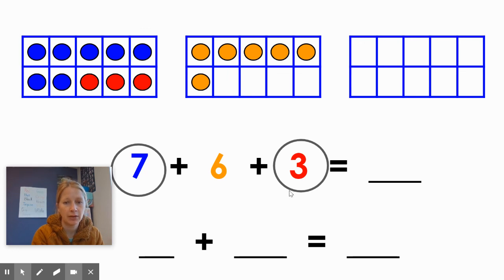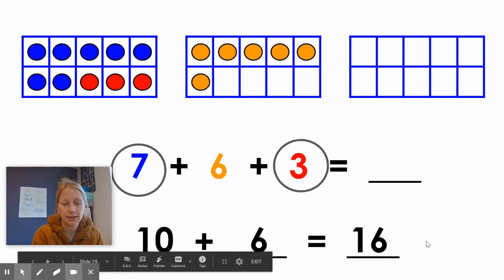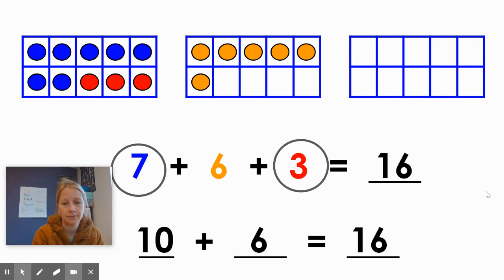I put my 7 and my 3 together to make one group of 10. So 10 plus 6 equals 16. I have one group of 10 and 6 ones to make 16. Therefore, I know that 7 plus 6 plus 3 also equals 16.